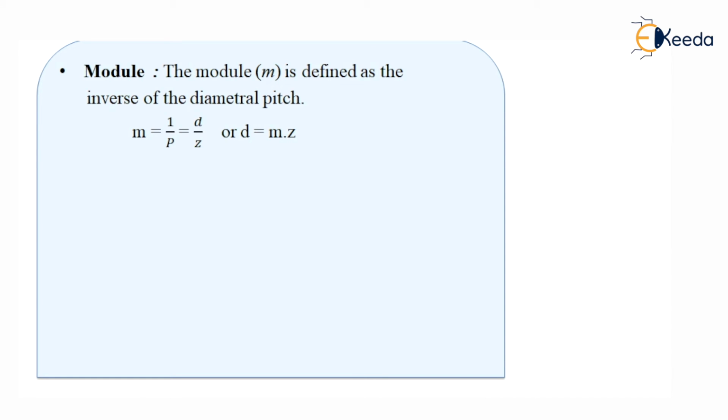The next one is module. The module is denoted by M and is defined as the inverse of diametral pitch. So mathematically M is equal to 1 upon P, or D upon Z, or we can write D is equal to M into Z. So these are the various terminologies related to the gear tooth.